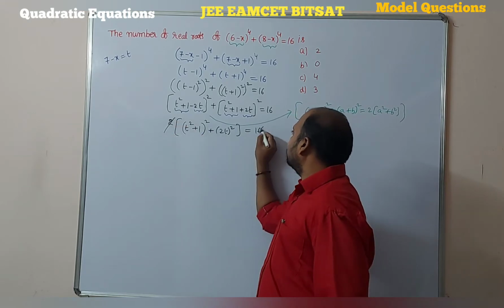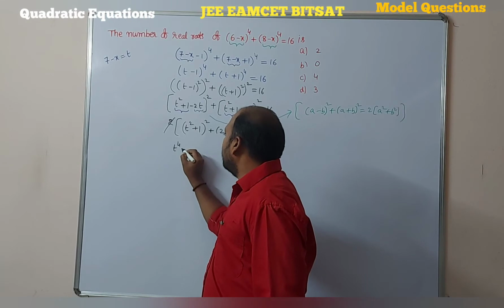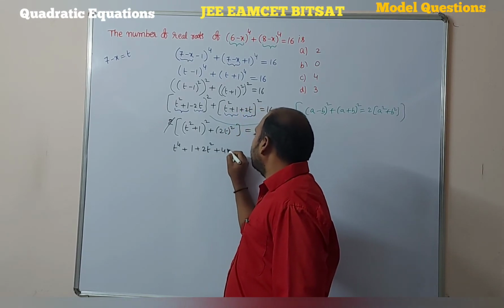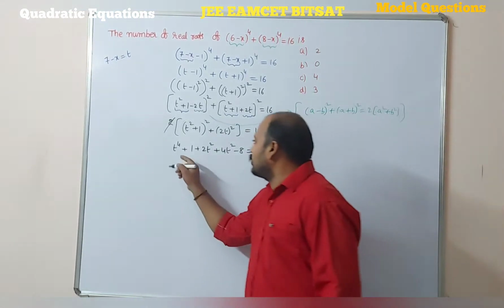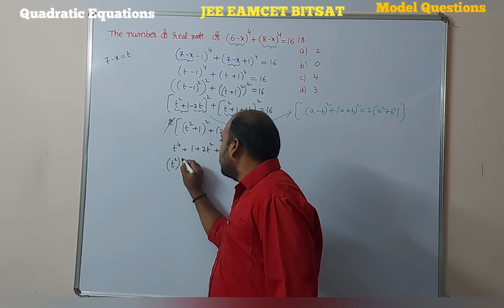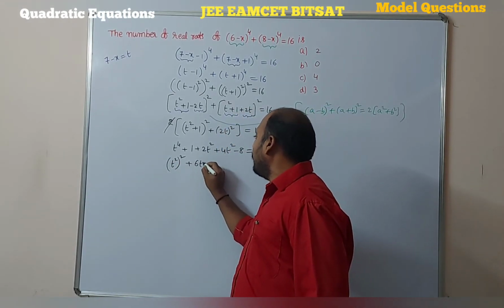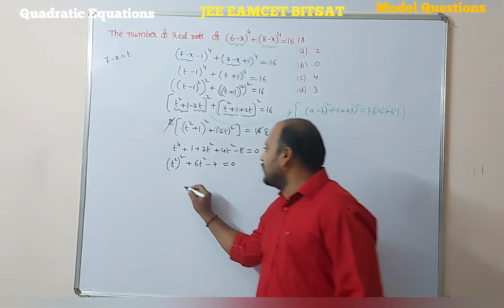2 ones are 2, 2 eights are 16, so 8. Now expansion: (t²)² is t⁴ plus 1 plus 2t² plus 4t². This 8 you can take this side, minus 8 equal to 0. So t⁴ can be written as (t²)². 2t² plus 4t² is 6t², minus 8 plus 1 is minus 7, equal to 0. Factorization.